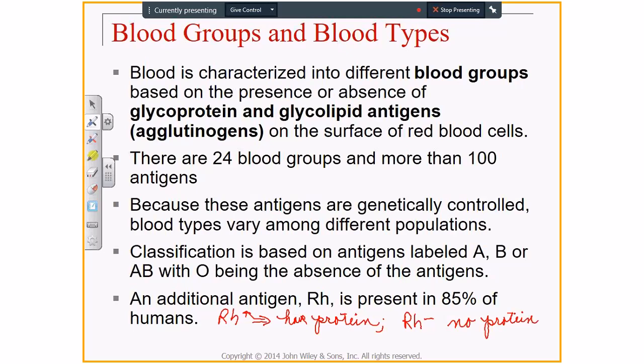And the same is going to be true for any of these things here. If you are blood type A, you have protein A. Blood type B, you have protein B. Blood type AB, you have protein A and B. And with blood type O, you don't have any of those proteins.